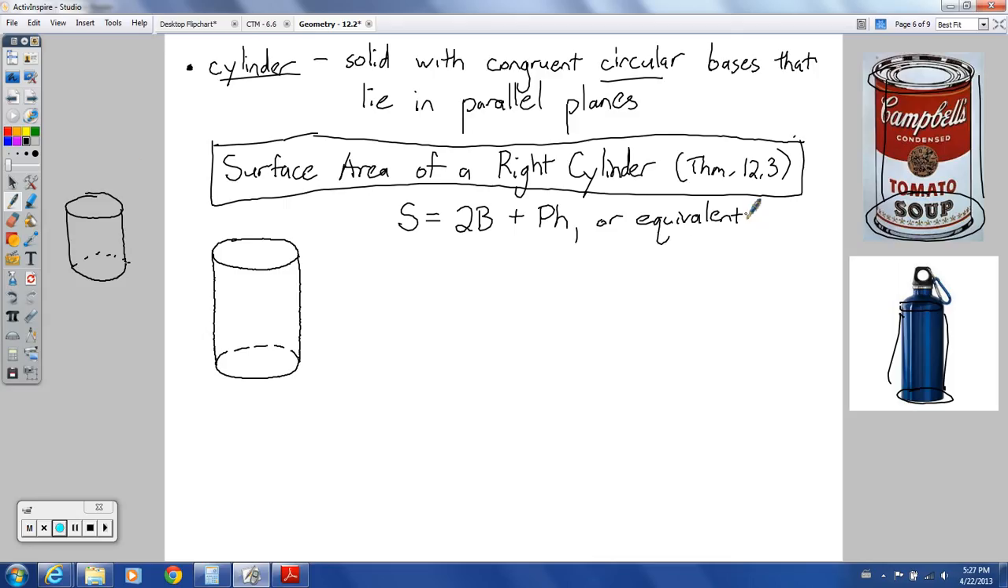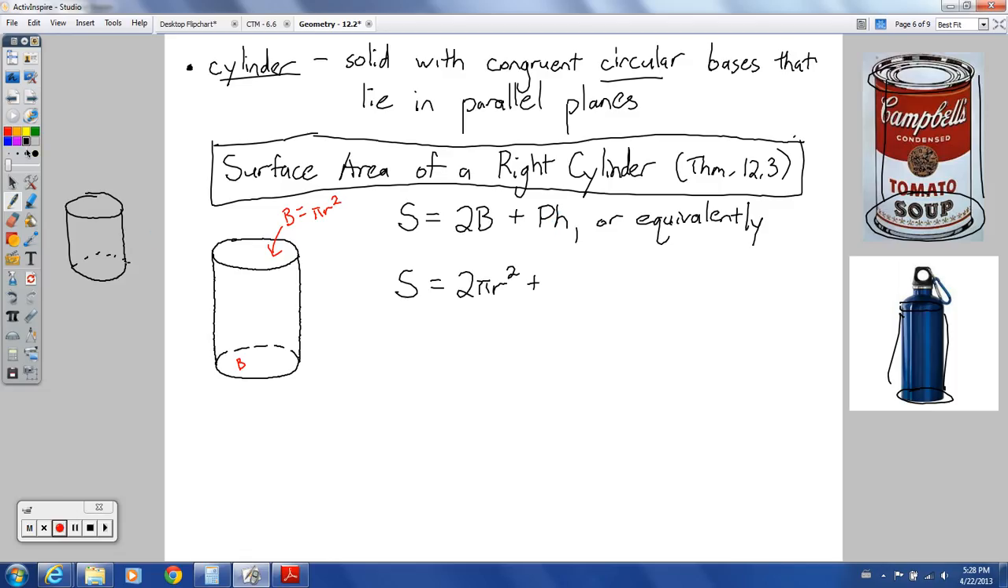So this, or equivalently, well, what is the base? The base is a circle, and in a different color, let's put that. You've got a B here, this is a B down here. And since the base is a circle, we know the area of a circle is pi r squared. So that's where this next part is going to come from, 2 pi r squared. 2 bases, 2 circles, 2 pi r squared.